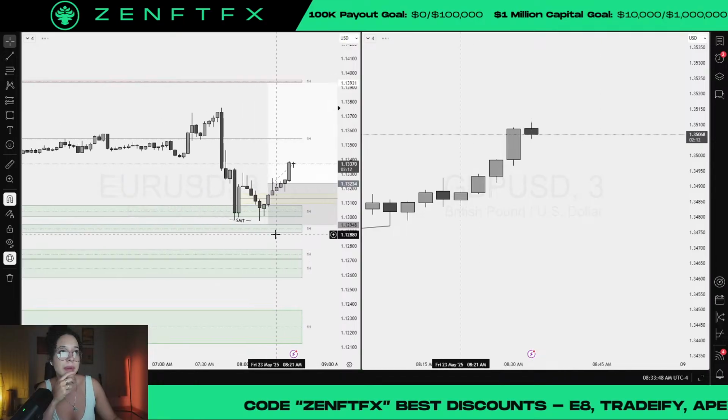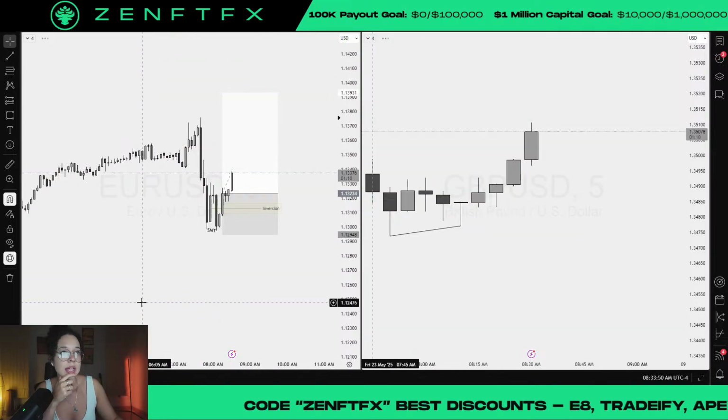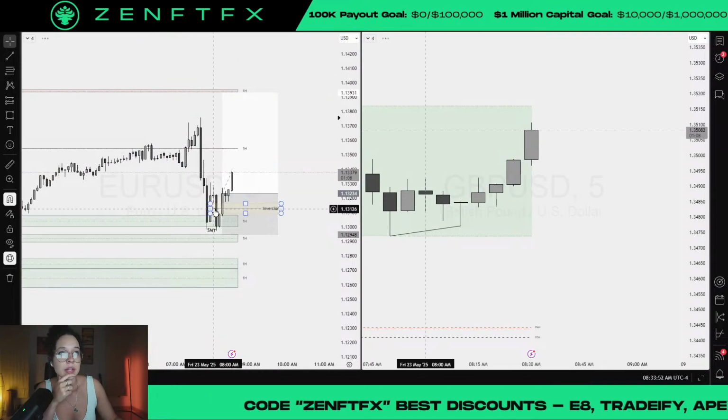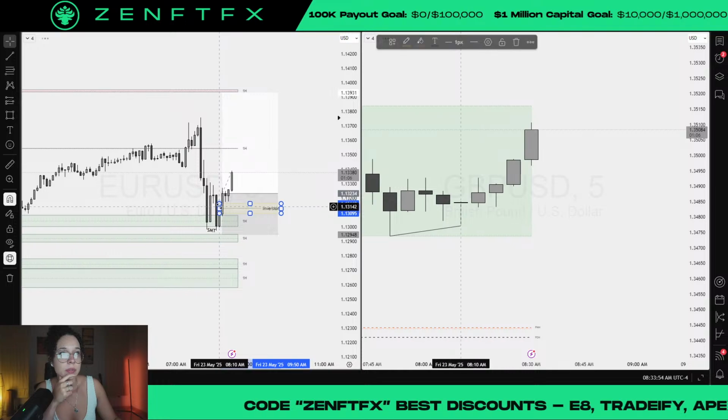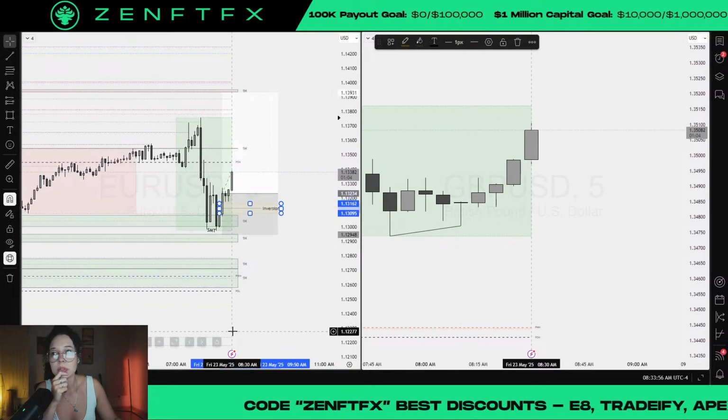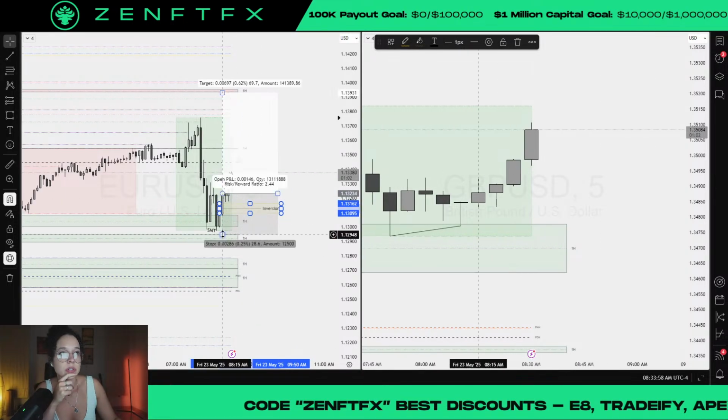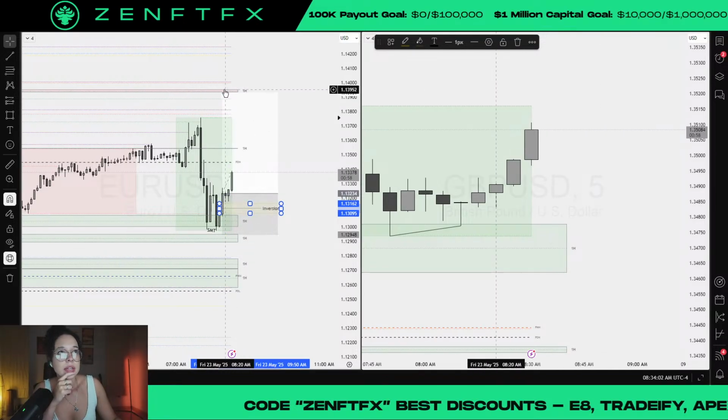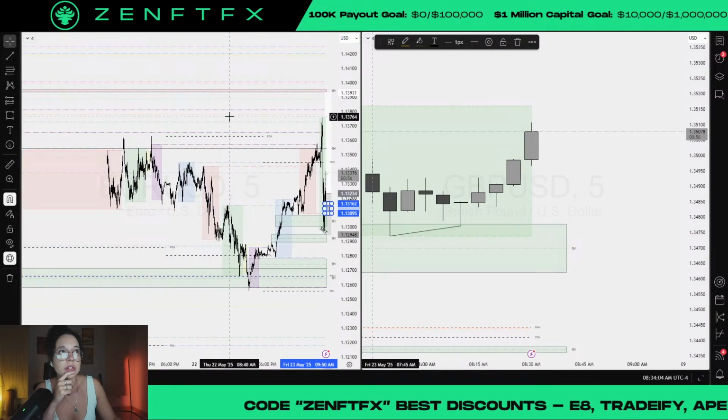And then I took my entry on the 5-minute inversion fair value gap here. So as soon as we got this candle that closed, I entered my position. I have the stop right below the low. And we're targeting this unfilled hourly fair value gap.